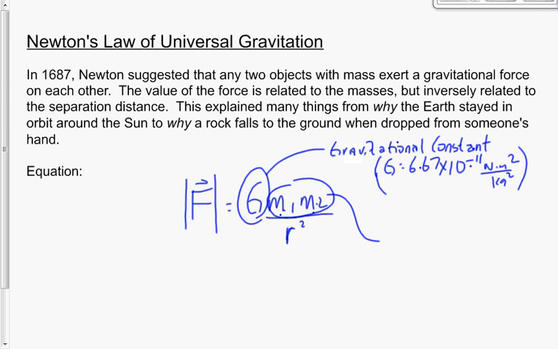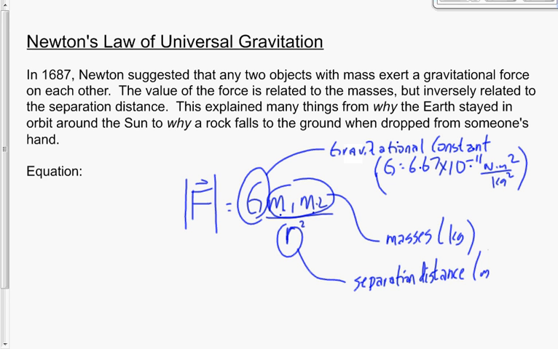m1 and m2 are the masses, and that's going to be measured in kilograms. And r, not radius, or not always radius at least, is the separation distance. And that separation distance is, of course, measured in meters. That constant, the good news is, is on your data sheet, including the units. If that messes you up at all, you can always find them on your data sheet.